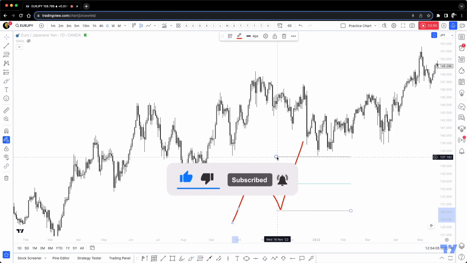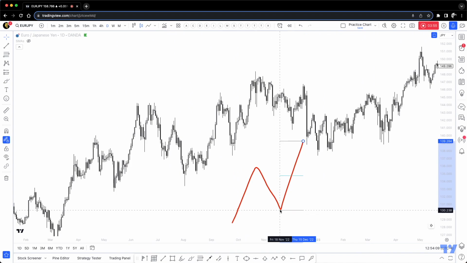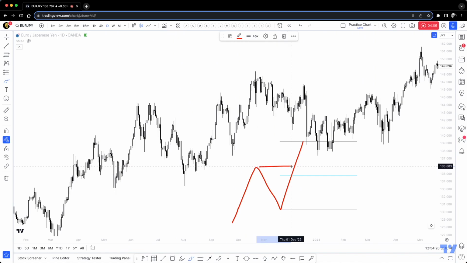So what I normally do is I mark my Fibonacci, right? Something like that, from the lowest point before the break to the highest point right there. So I have a break right here. I'm going to focus on this break.